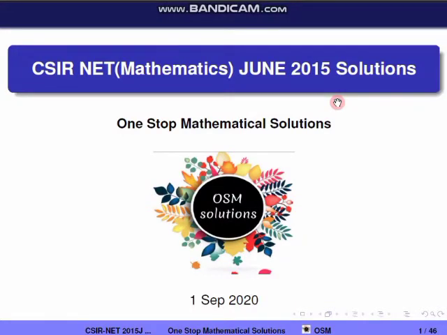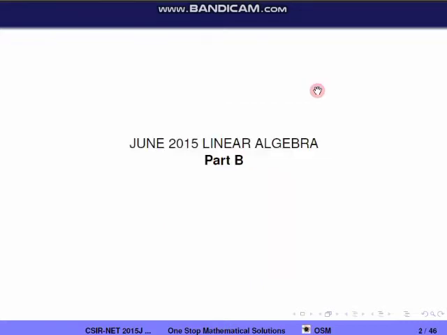Today we are going to solve the CSIR NET Mathematics June 2015 question paper. In this video we have only dealt with the linear algebra part. First we'll look into the Part B questions.